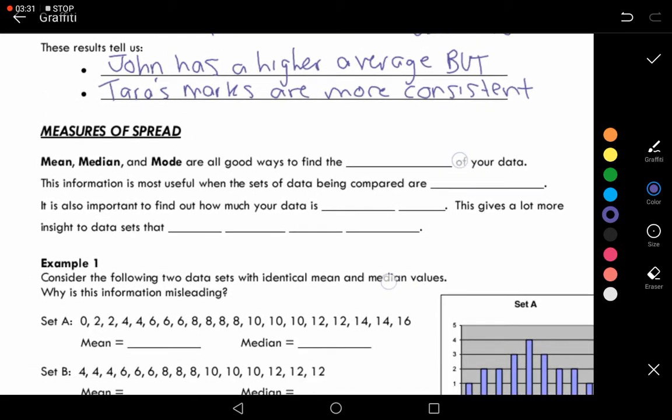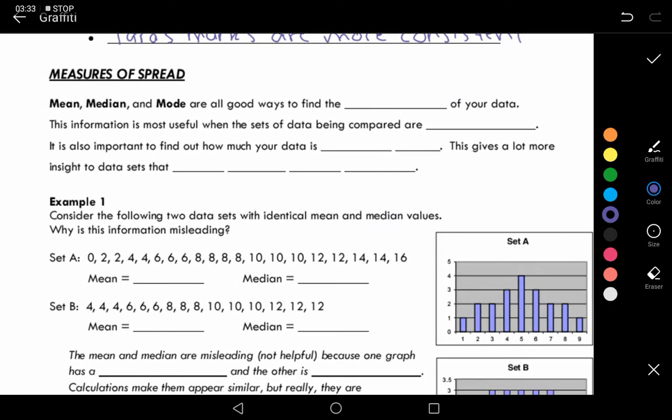Okay, so measures of spread. So mean, median, and mode are all good ways to find the center of your data. Okay, the information is most useful when the sets of data being compared are similar. Right? We were comparing the same thing there. They were both test scores.